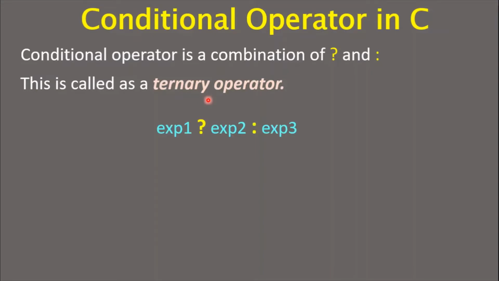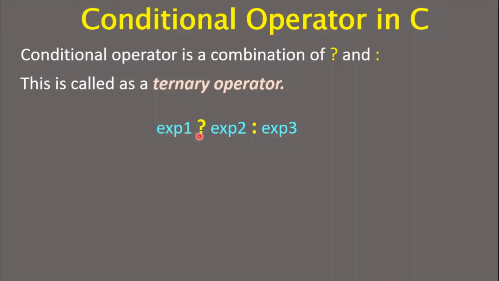Let us look at the syntax of conditional operators. If expression 1 is true, then execute expression 2. Otherwise, execute expression 3. It means that expression 1 is a condition. That condition can be either true or false. If that condition is true, then evaluate or execute expression number 2. If this condition is false, then instead of expression 2, evaluate expression 3. In short, expression 2 is executed if the condition is true. Expression 3 is executed if the condition is false.